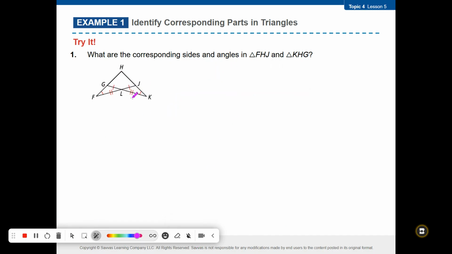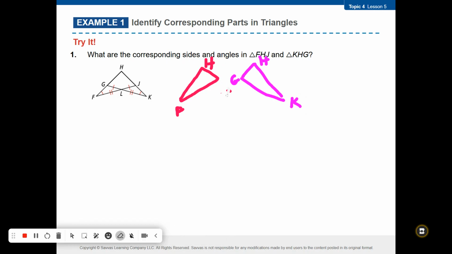So, oh, that is not what I want to do. Sorry, let me redraw. New system, I'm just starting to get the hang of it. H, K. And then we have G, H, K. That's supposed to be a J. Oops, sorry. There we go. Okay.